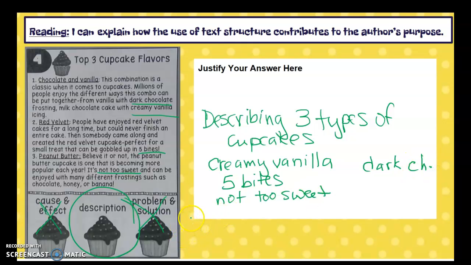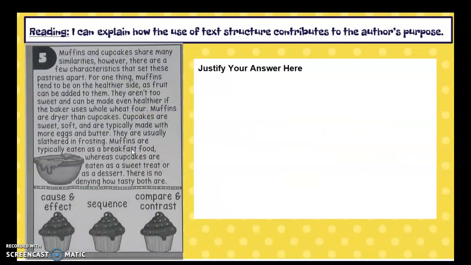And sometimes the other ones will have describing words, but it'll still be a problem and solution or a cause and effect. This one, there's no problem, no solution. Nothing causing something to happen. It is straight up describing these top 3 cupcake flavors. Okay, so let's look at this one.